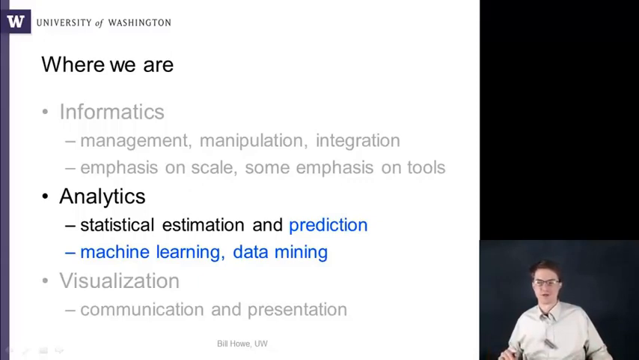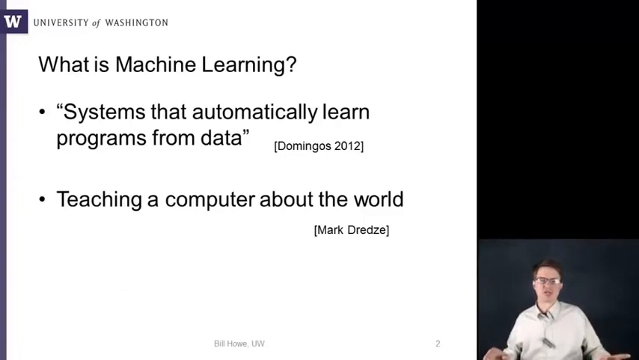of the course. Okay. So in the next few segments, I want to talk about more of an algorithmic perspective that is more closely associated with the terms machine learning and data mining. Okay. So what is machine learning? So Pedro Domingos here at UW wrote a fantastic Communications of the ACM article in 2012 that gave an overview of machine learning. And what he said was that machine learning is systems that automatically learn programs from data.